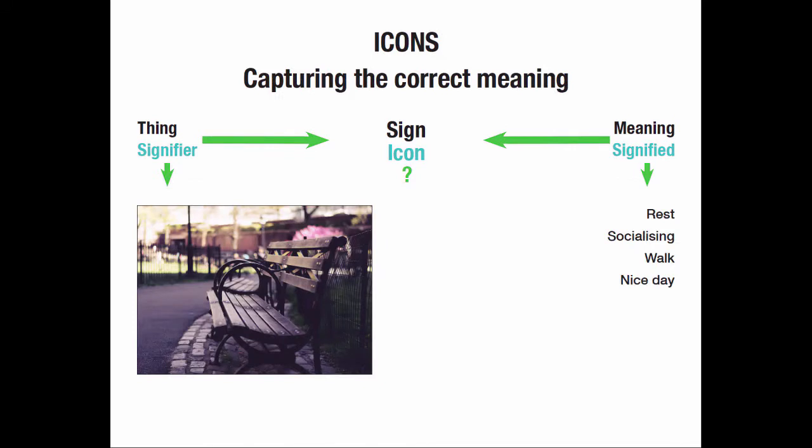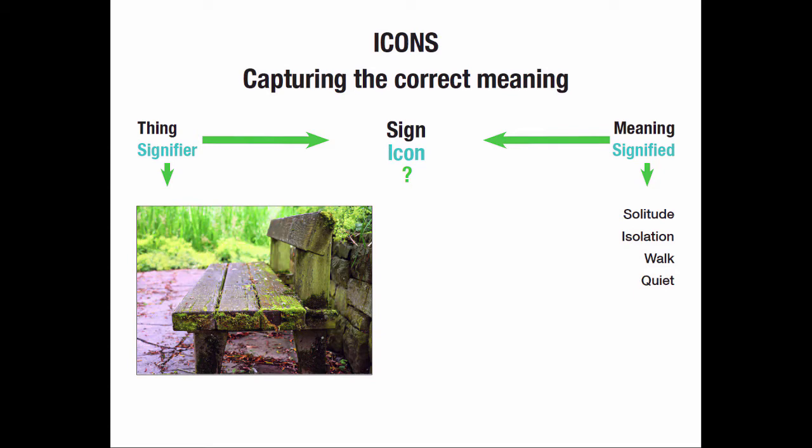Let's say you're trying to create icons for a park. In your mind, you might be thinking of benches like these, which might convey the meaning of having a nice rest in the middle of your daily walk through the park. It might also convey ideas of socializing or a nice day. But what about this bench? It might convey a sense of isolation or solitude, as it doesn't seem to be used very often. This might be appealing to some, but less to others.